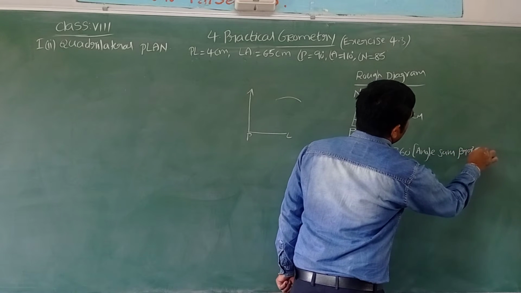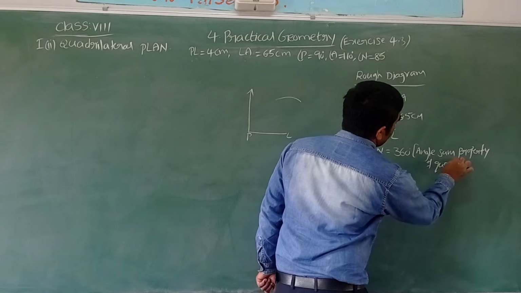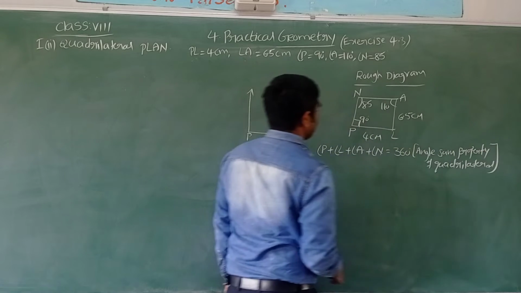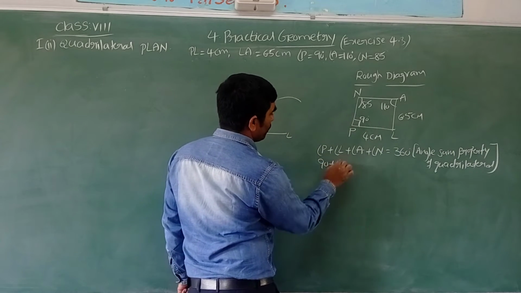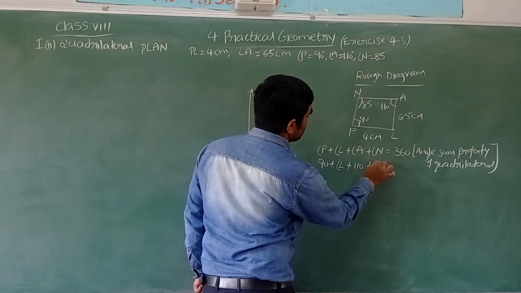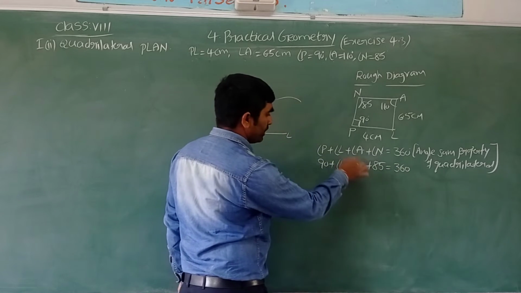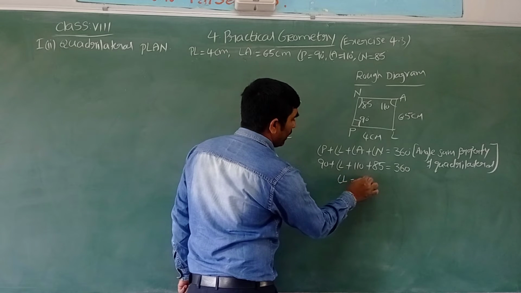Yes, it is the angle sum property of quadrilateral. So angle P is 90 degrees, plus angle L, which we don't know and have to find, plus angle A 110, plus angle N 85 degrees, is equal to 360 degrees. 110 plus 90 is 200, 200 plus 85 is 285.